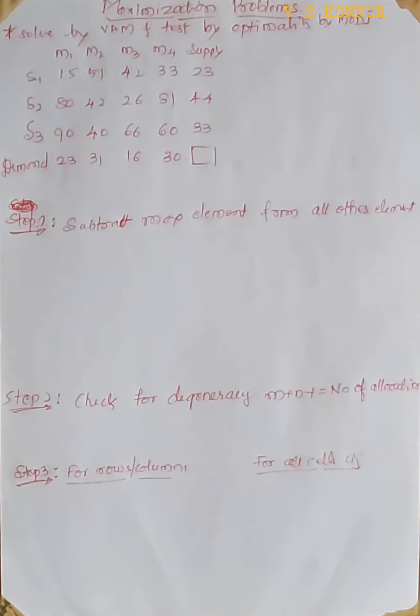Next it is a maximization type of problem. In this maximization type of problem, we have to select the maximum value from the matrix and we should subtract all the elements from that maximum element.